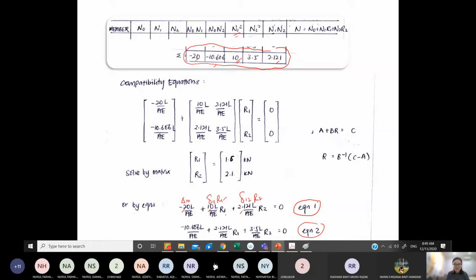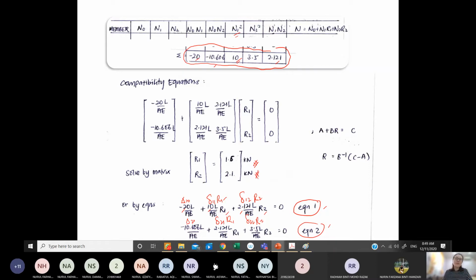Remember, you have R1 here and R2, equal to 0. Similarly, you apply the ones from the tables to this equation: delta 2 naught, delta 2 1, R1, and delta 2 2, R2. Once you have equations 1 and 2, the unknowns are R1 and R2, and you can solve for them.